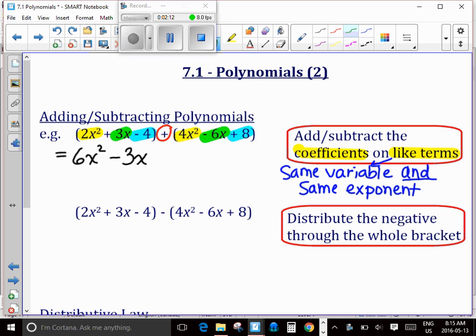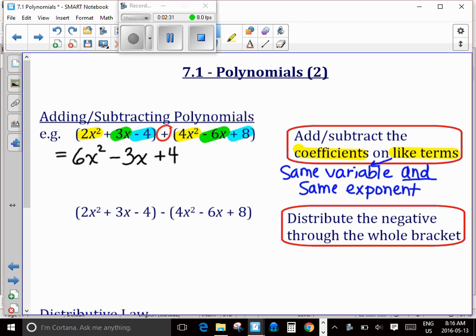And then finally, looking at the blue terms, I've got negative 4 and positive 8. So when I put those two together, I get plus 4. And that's as simple as I can get. I can't combine any of the terms that I have left over because they have different variables or different exponents, so they can't get mushed together.